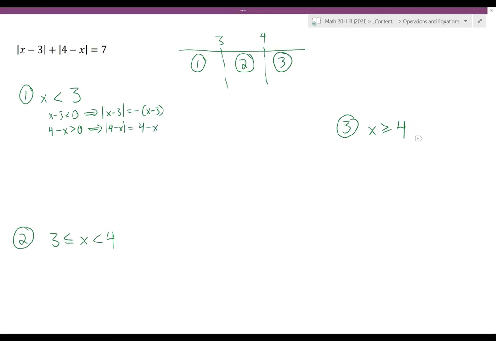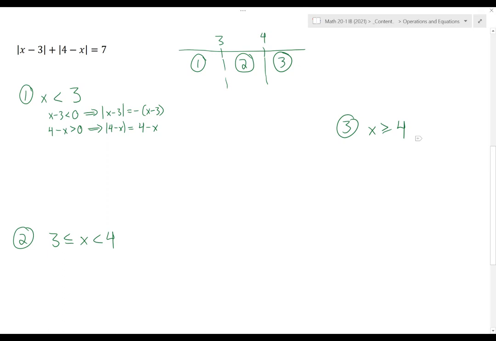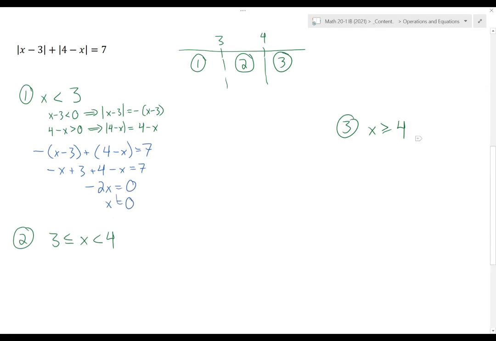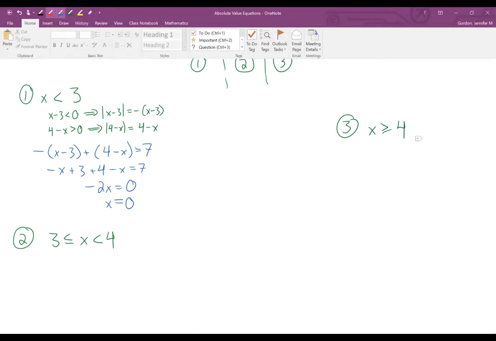Which means that in this part of the domain, the equation that I'm solving is the opposite of (x minus 3) plus (4 minus x) equals 7. So solving that really quickly, minus x plus 3 plus 4 minus x equals 7. I get negative 2x equals 0, so x equals 0. And 0 is less than 3, so this is an acceptable solution. It fits in the domain.